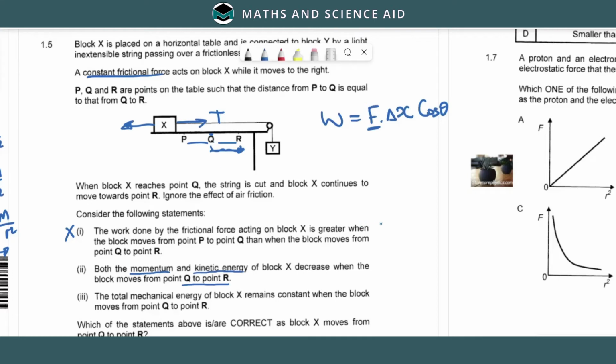And since momentum is equal to mv and kinetic energy is equal to half mv squared, yes, it's correct. They are both going to decrease.